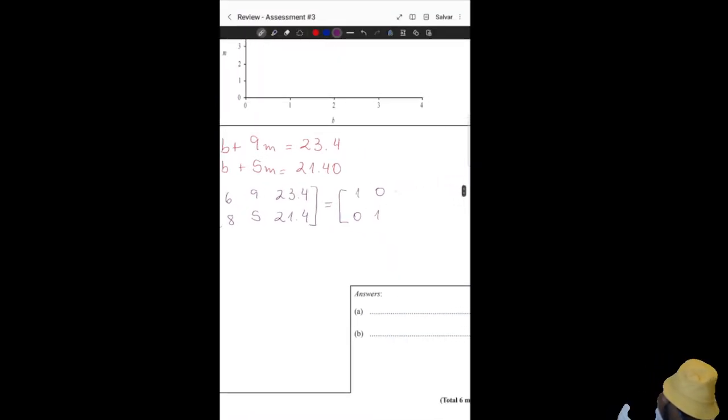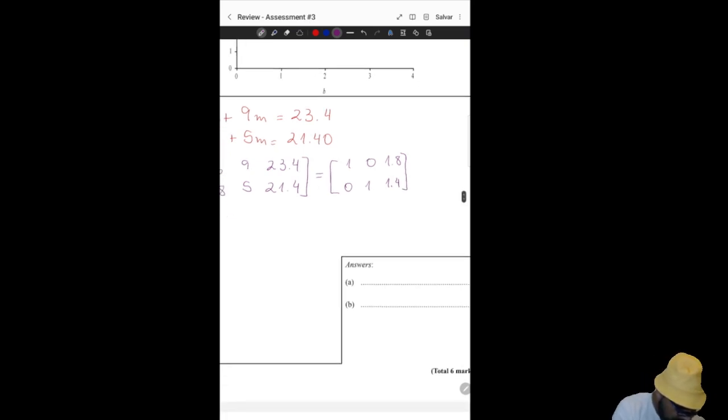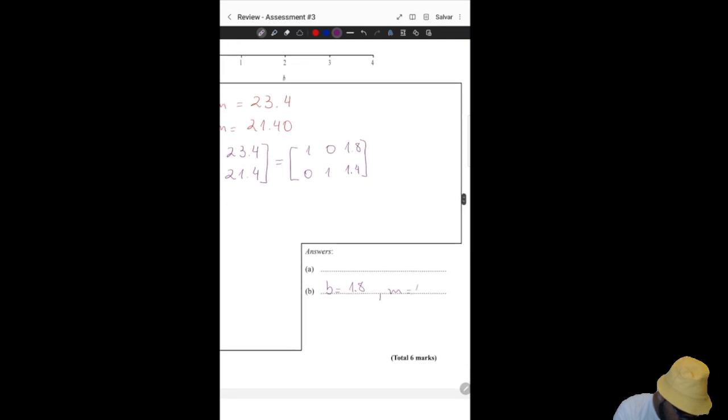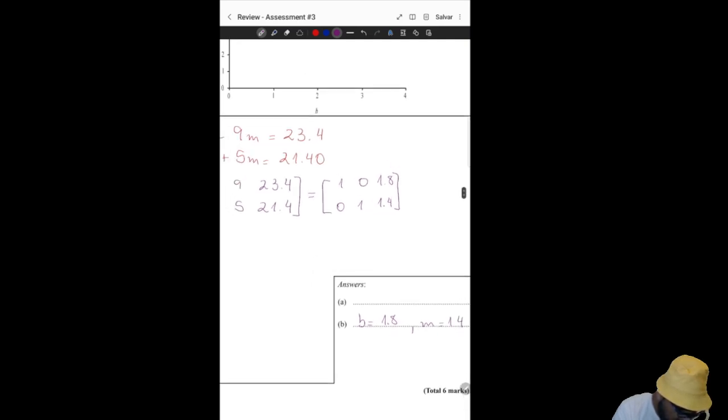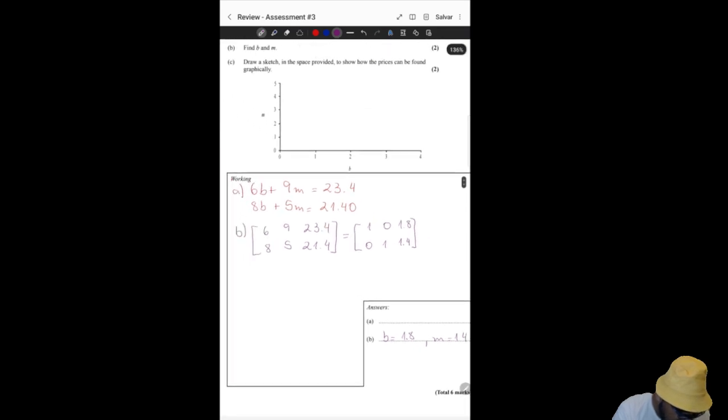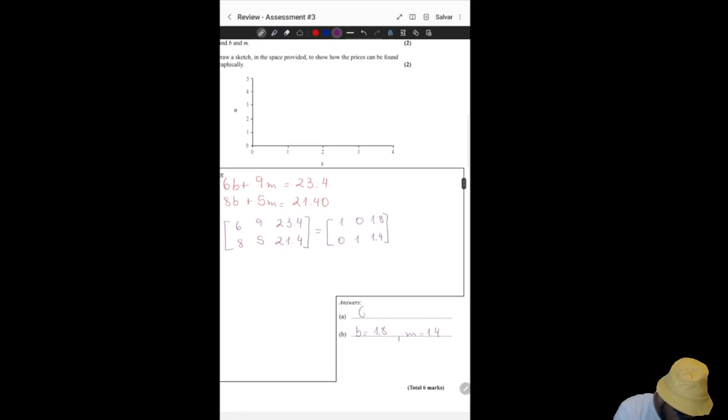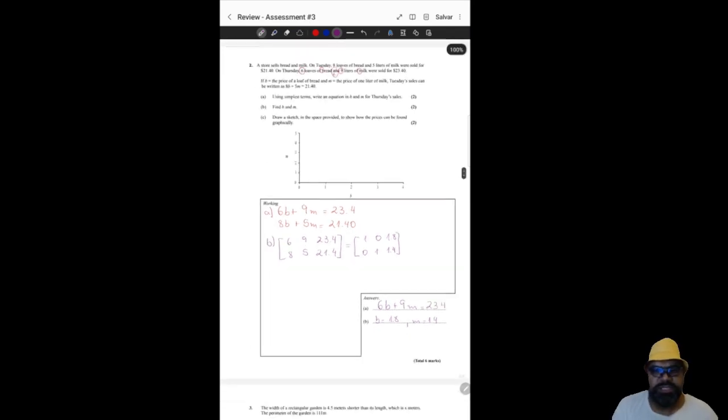1.8 and 1.4. Great, that's the answer. I know B equals 1.8, M equals 1.4. And A is just the first equation, 6B plus 9M equals 23.4. As I told you guys, C, I'll not focus on this.